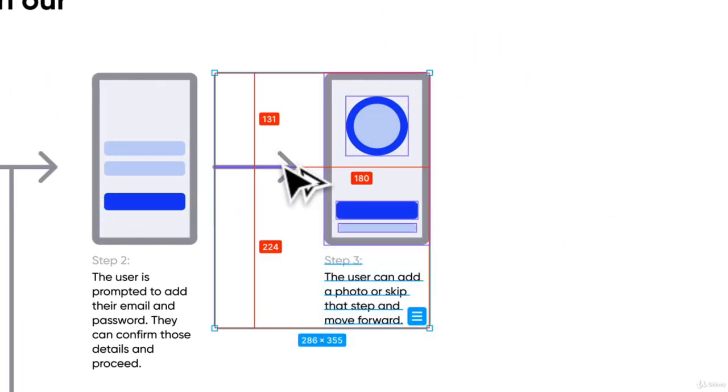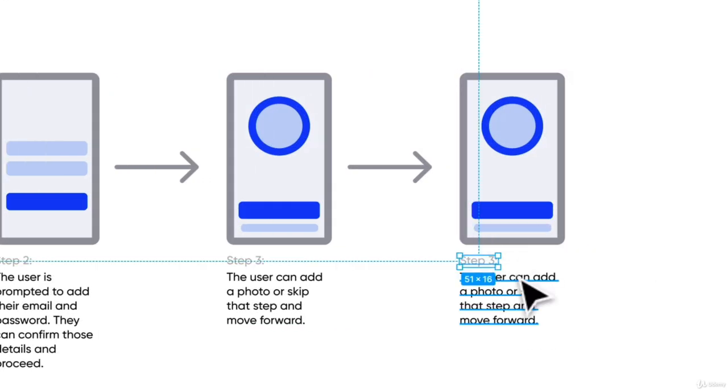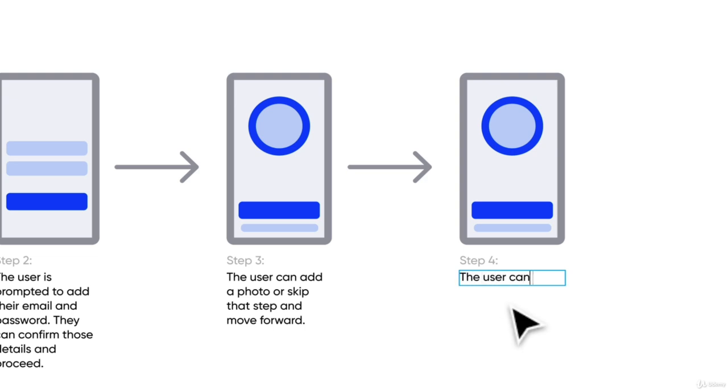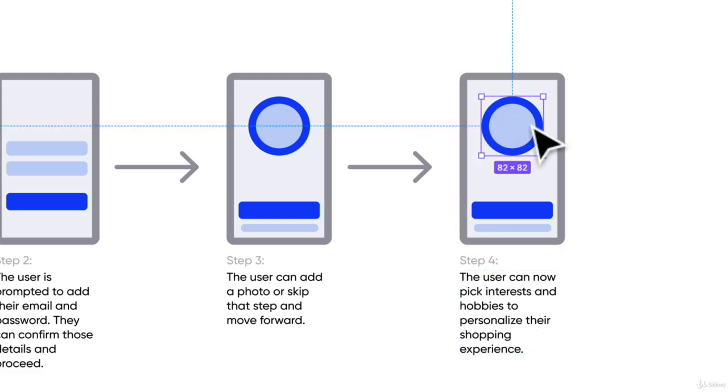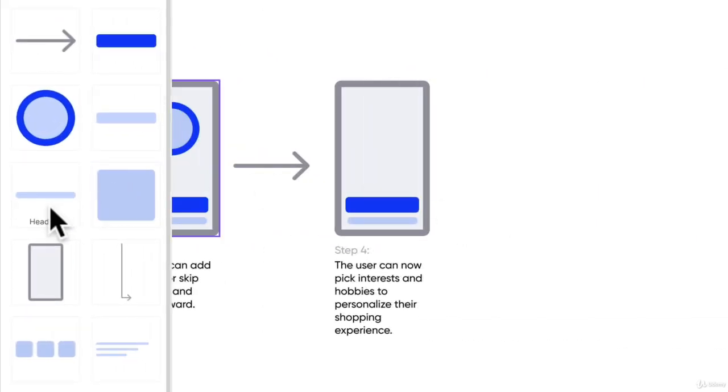Step four, now we probably get into some more interesting things like actually adding their interests. So step four, the user can now pick interests and hobbies to personalize their shopping experience. So this is probably like a headline. There's probably some text here. There's probably a bunch of little buttons, like little pills or checkboxes that they can tick off.